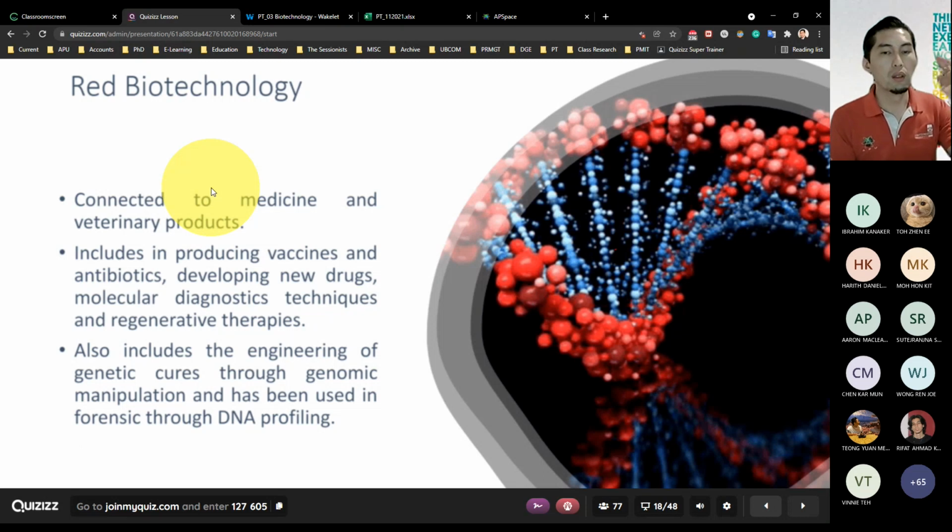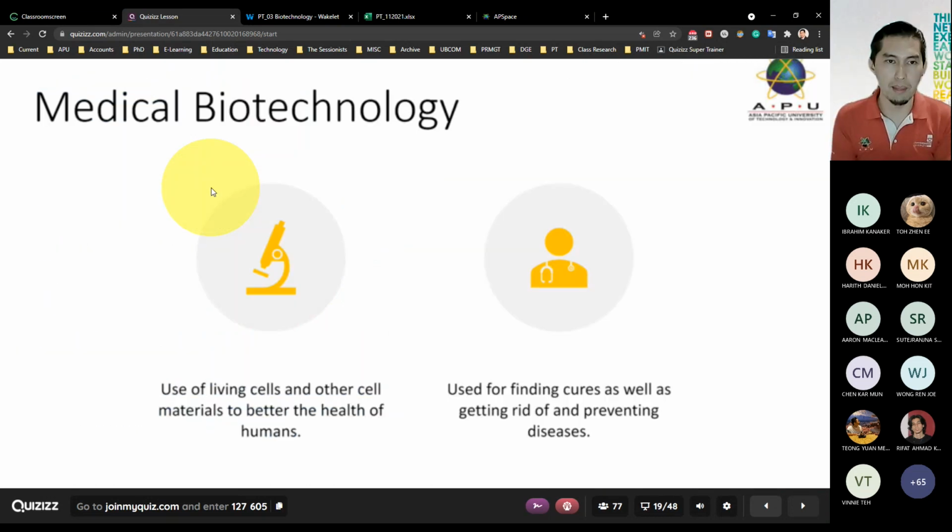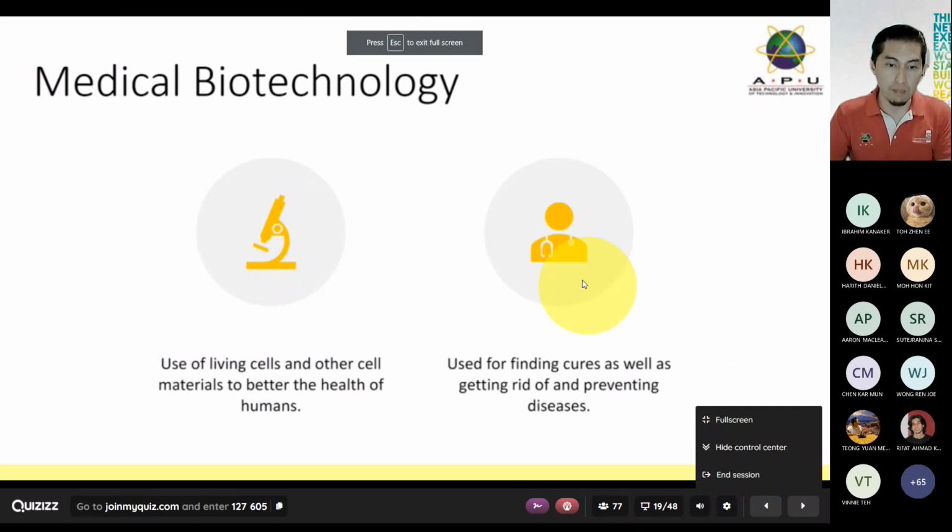So to make it easy to remember, red is blood. Blood is basically anything to do with medicine. To give you an example of a type of biotechnology under red, there is medical biotechnology, as shown here. So the use of living cells. What they manipulate most of the time is related to living cells.